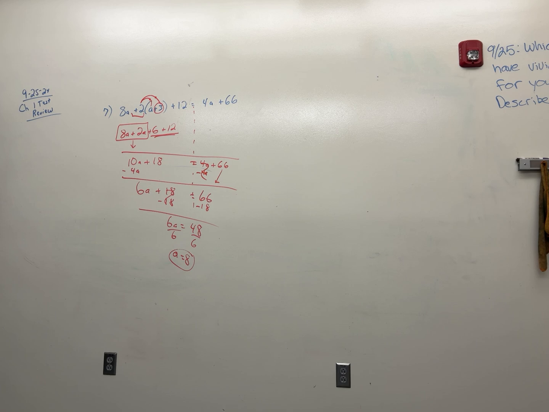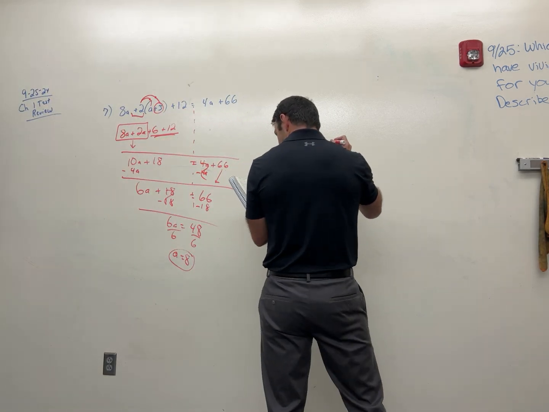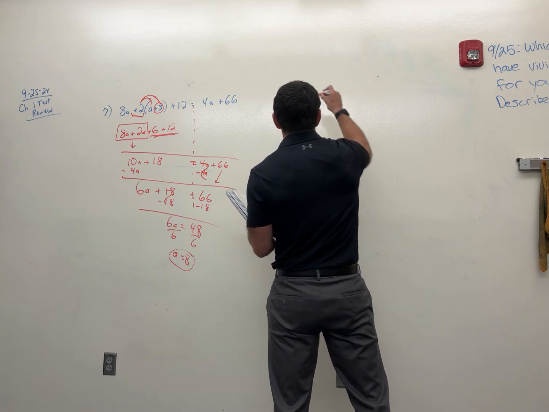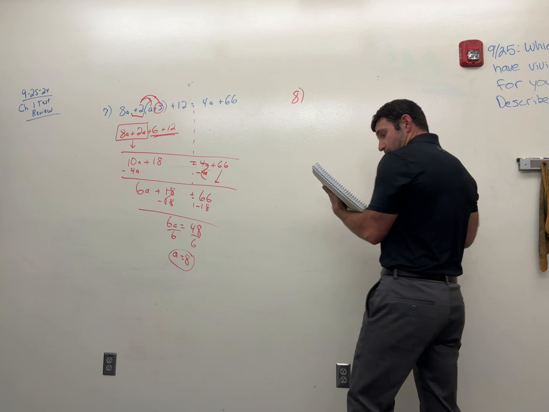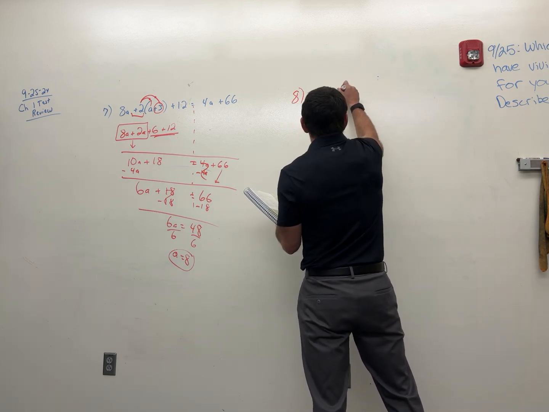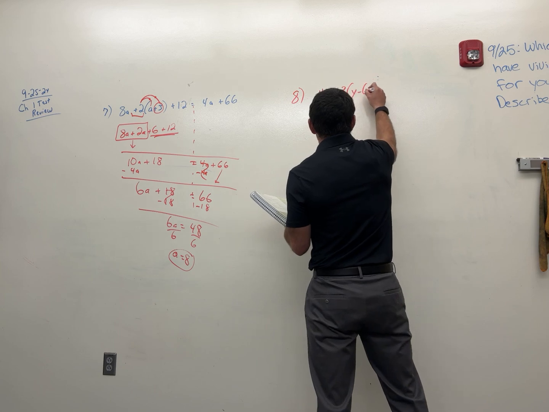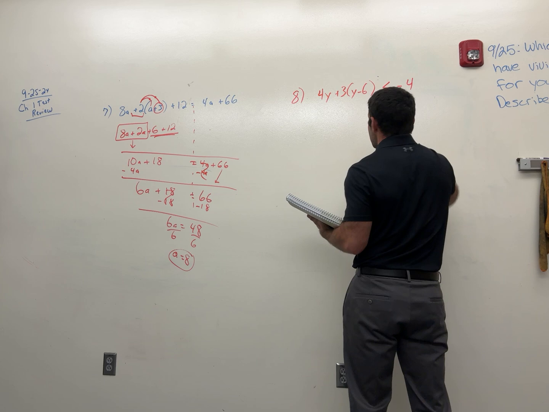Okay, we're almost to the new stuff. Almost. Because then we did inequalities. And we had something like this: 4y plus 3 times (y minus 6) is less than or equal to negative 4.